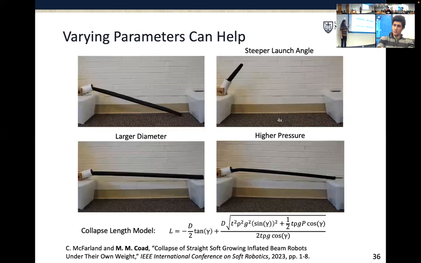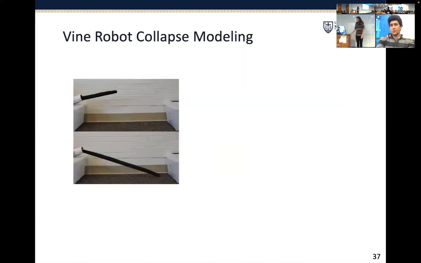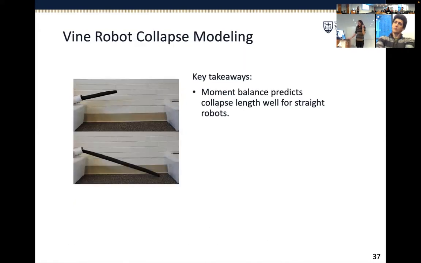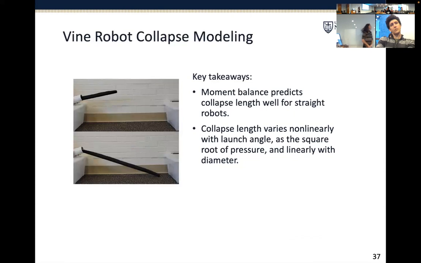And it turns out this model actually works decently well for straight robots. And so that's pretty exciting. So some of the key takeaways of this are that this moment balance predicts collapse length well for straight robots, and the collapse length actually varies non-linearly with launch angle, as the square root of pressure, and linearly with diameter.